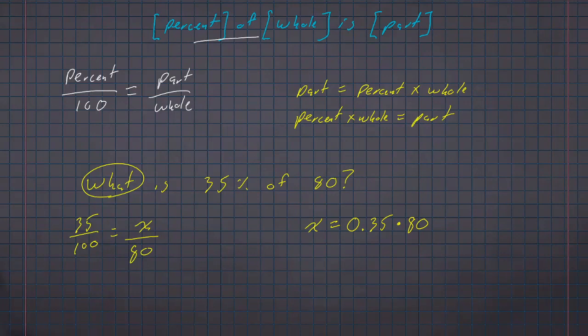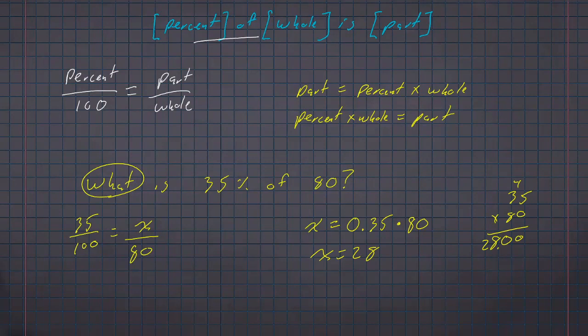Here, 35% of 80, 0.35 times 80, is a fairly straightforward calculation. Eight times 5 is 40. 8 times 3 is 24. Plus 4 is 28. Move the decimal point over 2 places. You get x equals 28.